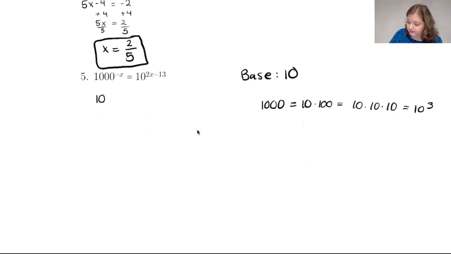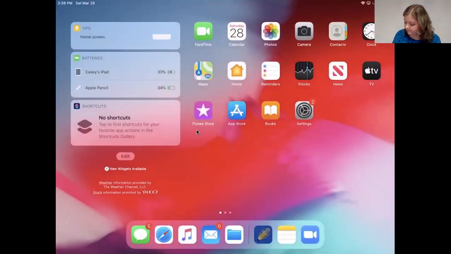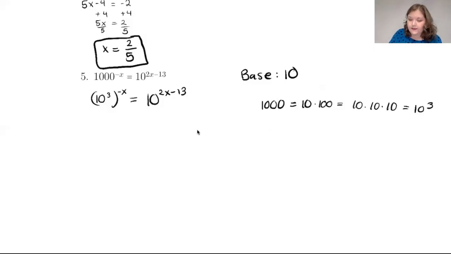So 10 to the third to the negative x equals 10 to the 2x minus 13. All we had to do was replace 1,000 with 10 to the third because they're equal. And then we can multiply this 3 and this negative x, so it's just 10 to a regular power instead of raised twice to a power. So 10, and then 3 times negative x is negative 3x equals 10 to the 2x minus 13.